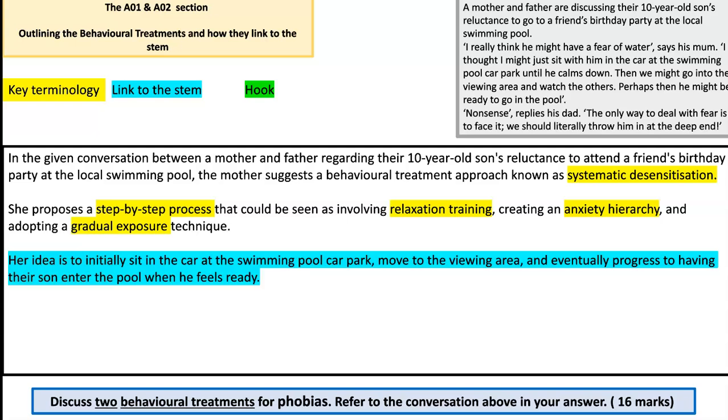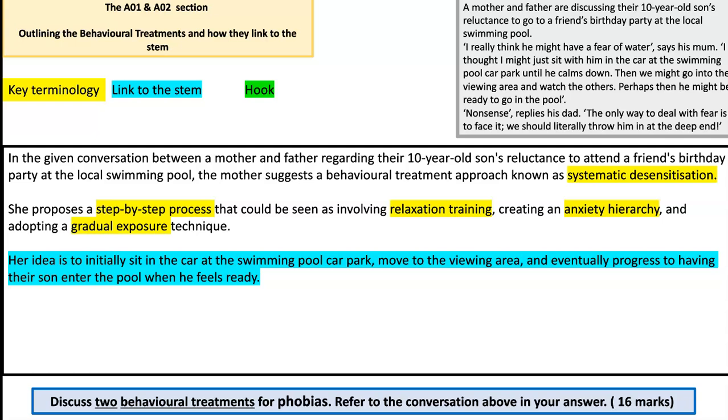Okay, and then the blue bit, which obviously is your linking to the stem or the scenario, is where you've basically lifted or spoken about what is actually going on and why you've decided it's, for example, systematic desensitization. So it's the steps. First of all, you stay in a car. You stay in a swimming pool car park, for example. You move to the viewing area, so that's going gradually, and eventually progress to having their son enter the pool when he feels ready.